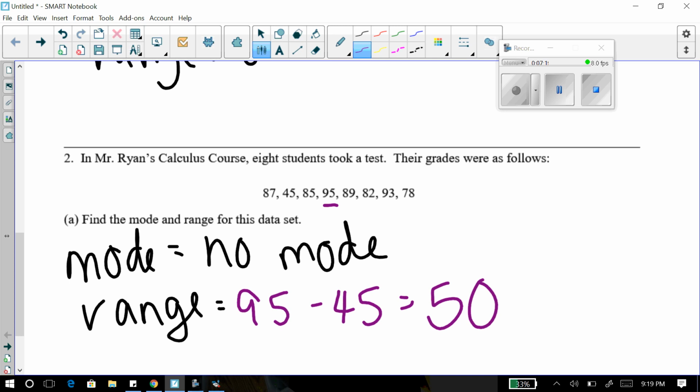All right, so very similar to last time, you guys are now going to jump over to the Google form, and you're going to do a couple examples finding the mode and the range for the data set. Good luck, try your best, and email me if you have any questions.